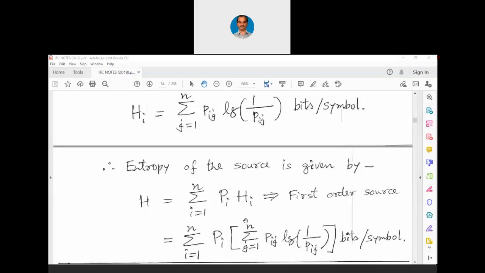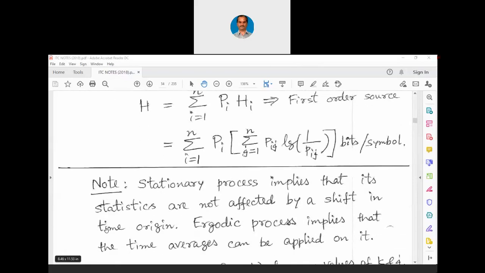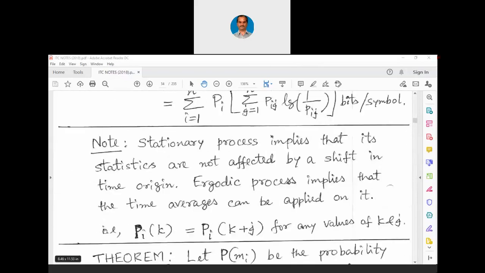So now, if you get confused here, don't worry. When we solve exercises, you will understand it better. So now, let me proceed. I have written a note here.